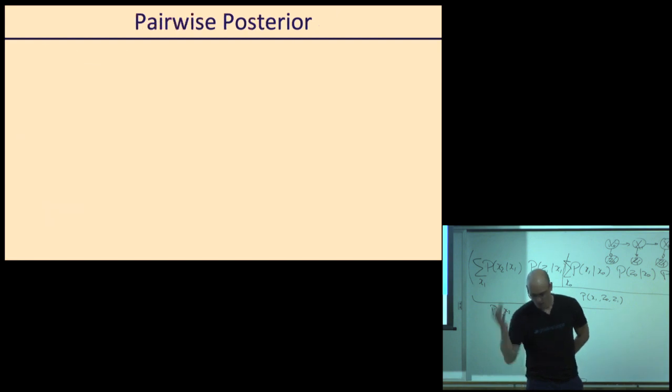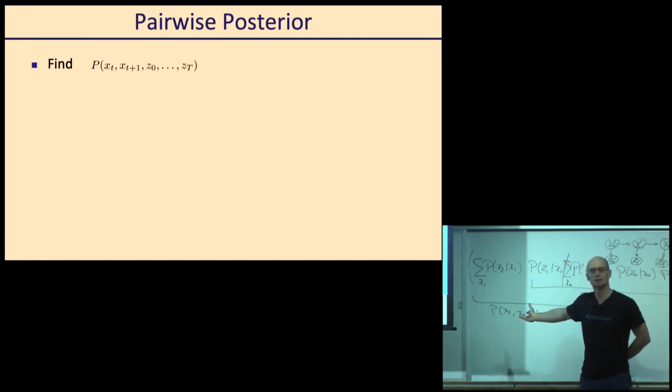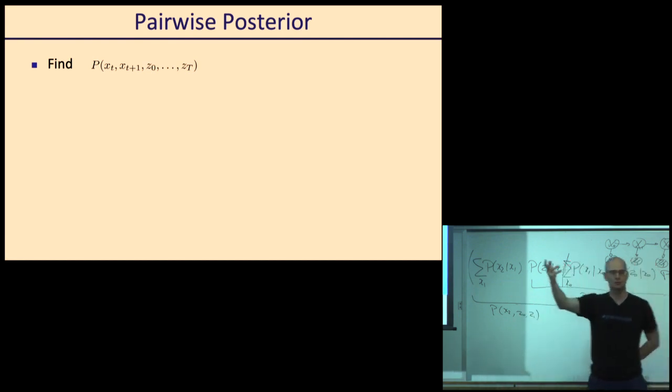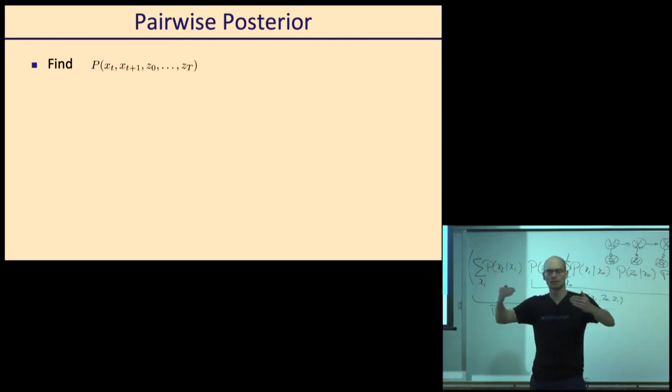Now we can do other things. The same ideas we can use to find pairwise posteriors. For example, the posterior between xt and xt plus 1 jointly with all the evidence. From what we derived on the board, it should be clear what's going to happen here. Xt and xt plus 1 sit next to each other. We're going to work our way from the front and the back towards them, and we're going to stop right before each one of them coming from each side and then multiply in the middle the conditional xt plus 1 given xt and the evidences for that time slice.